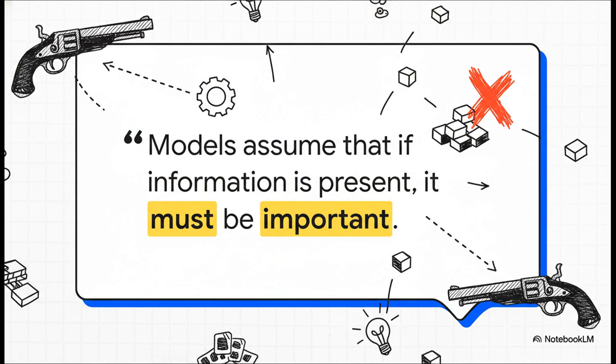The source material for this has a perfect name for this. It calls it a Chekhov's gun bias, and that's exactly what it is. In storytelling, Chekhov's gun is that old rule. If you put a gun on the wall in Act 1, it has to be fired by Act 3. Well, AIs have a pretty similar bias. They basically assume that any piece of information you put inside their context window must be important for some reason. So they'll try their best to use it, even if it's total junk.